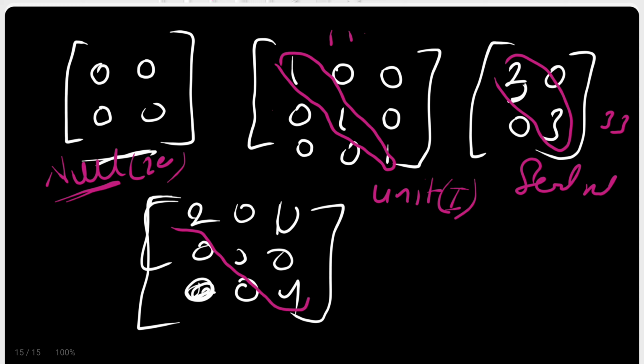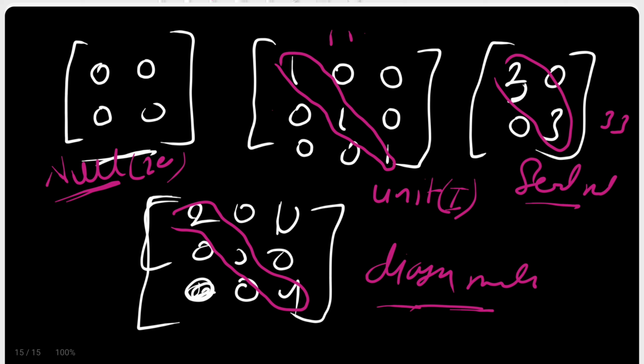Here it is 3, 2, 4. The diagonals are not the same; the diagonal is different. But apart from the diagonals, all the elements are 0. Then we can say it is our diagonal matrix. This is our diagonal matrix. If any number is given on the diagonal, but apart from the diagonal all elements are 0, then it is a diagonal matrix.